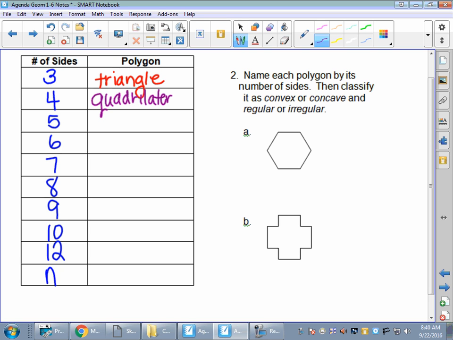Quad means 4. We know a 5-sided figure is a pentagon. We know a 6-sided figure. I always remember the X's go together. Hexagon is a 6-sided figure, X and X. A 7-sided figure is a hept, H-E-P-T-agon. Heptagon, don't get that confused with a hexagon. An 8-sided figure, like an octopus with 8 legs, is an octagon.